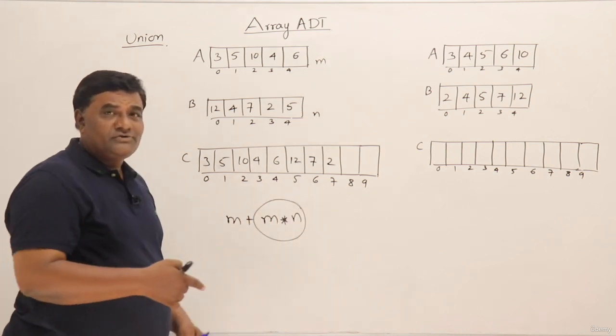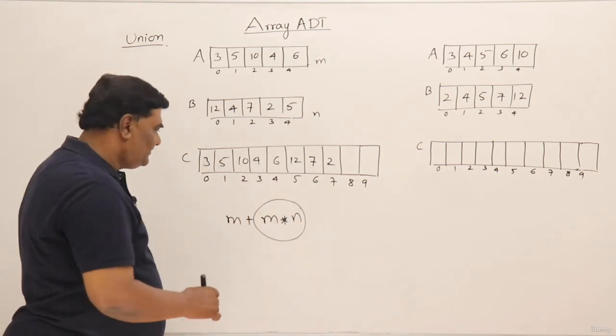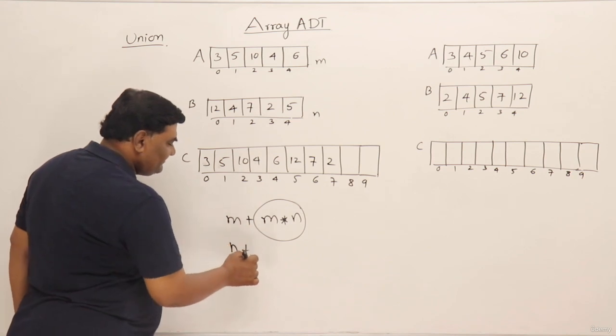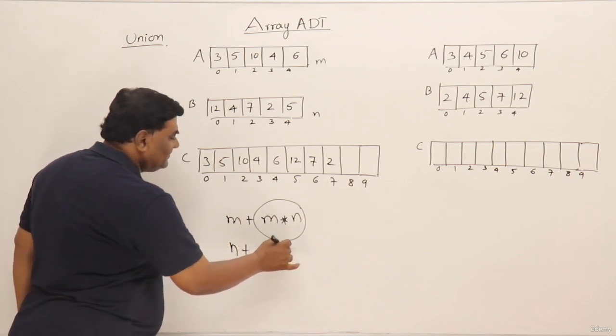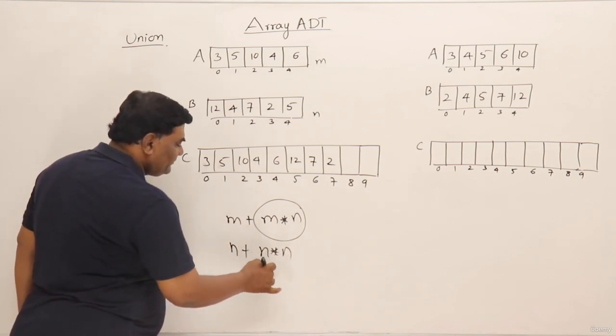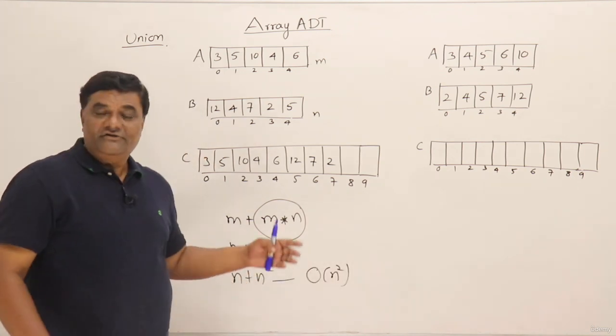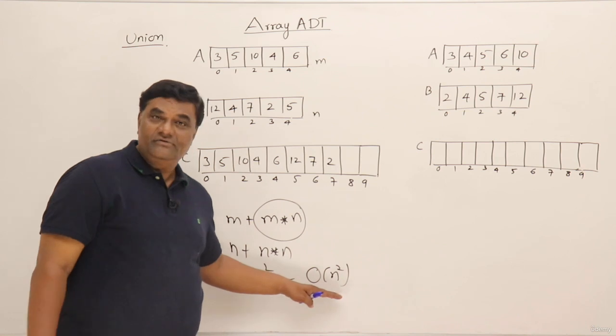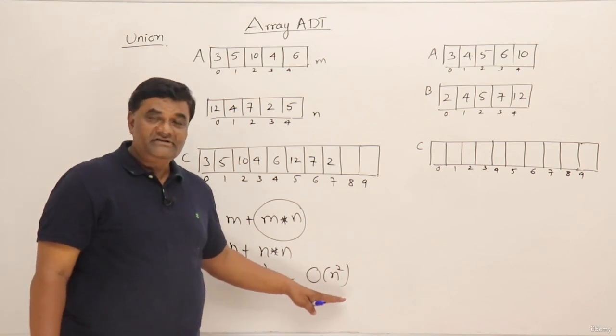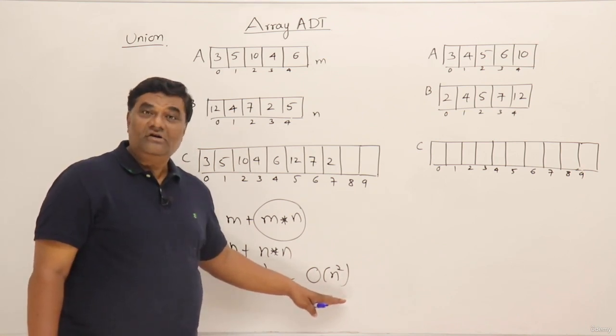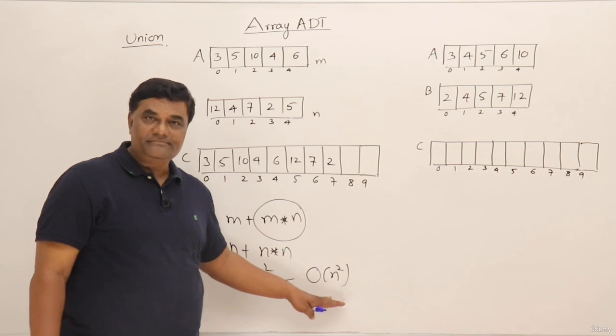This is the highest degree, m into n. We will not use two variables, we will take a single variable only. So let us call this n plus n into n, that is n plus n square. So this is order of n square time. For performing union it has taken n square time. This is very slow. This is quadratic, time consuming.